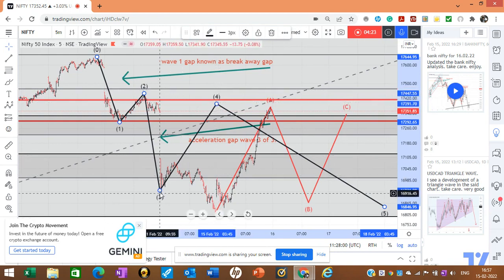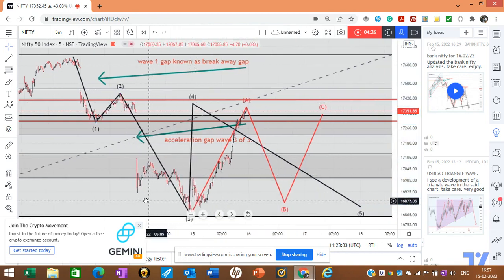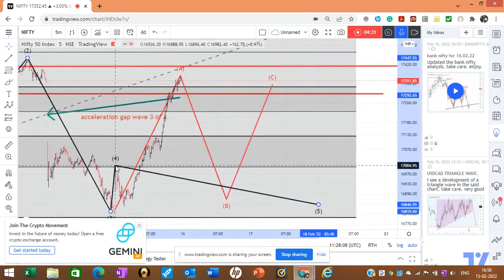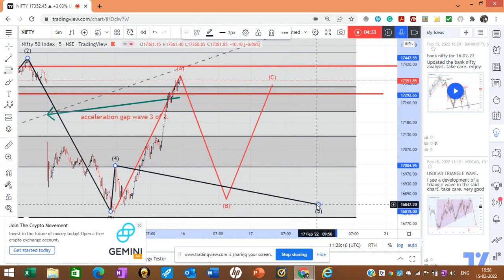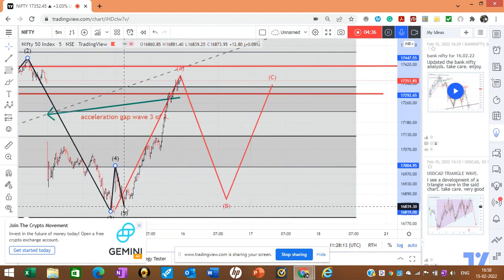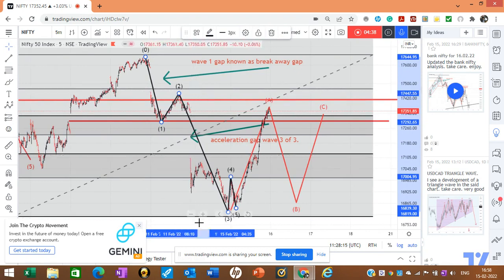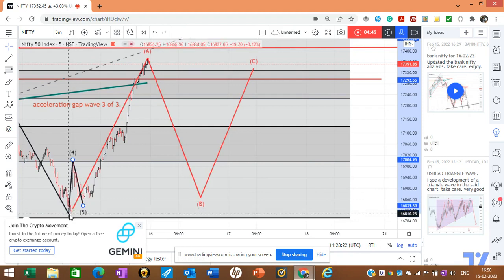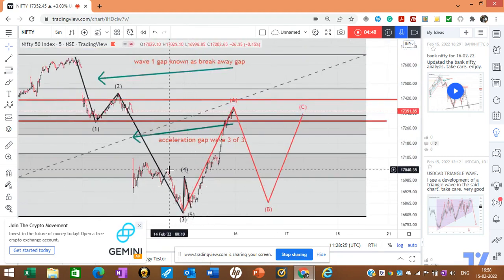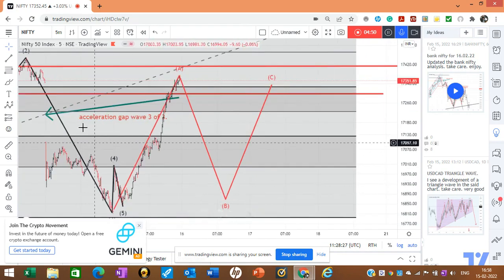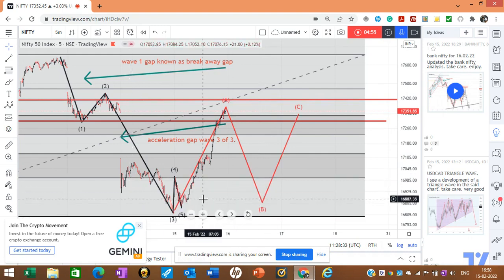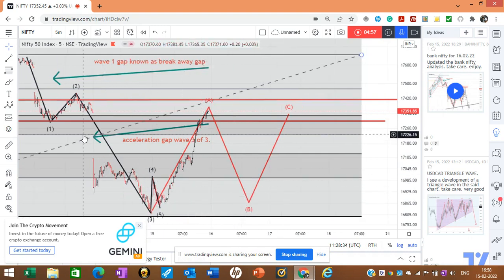So the third wave would end here, and the fourth wave would end here, and the fifth wave is a truncation. You see, whenever the third wave is very swift, the fifth wave truncates. It does not go beyond the third wave. The small wave 5 would be the end of the five wave decline. So this is what I see on lower time frames.